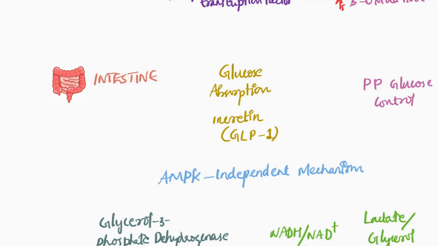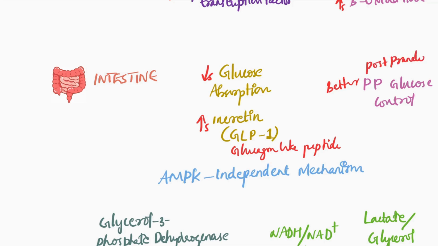So now we will see the effect of metformin in the intestine. Metformin actually decreases the intestinal glucose absorption, and it increases the secretion of the incretin hormones, GLP, glucagon-like peptide hormone. So the net effect is a better postprandial blood glucose control. So metformin has another effect of controlling the postprandial blood glucose level by its action on the intestine.